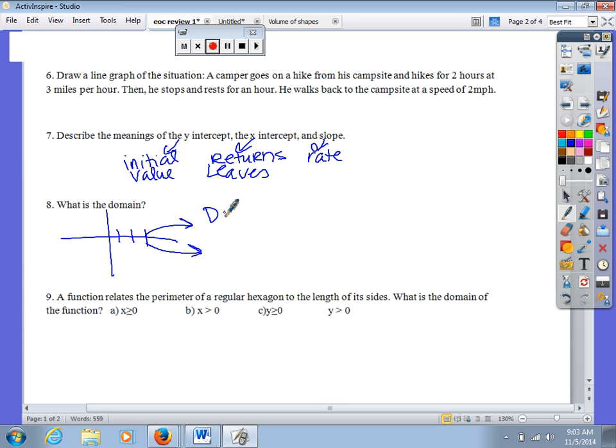Okay, so domain. It's where I start and stop. If you hold your pencil vertical, you can see that it starts at 3. And where does it stop at? Infinity. So remember, you can scratch out that. So that's our final answer. Or you can write it like this. Remember that?